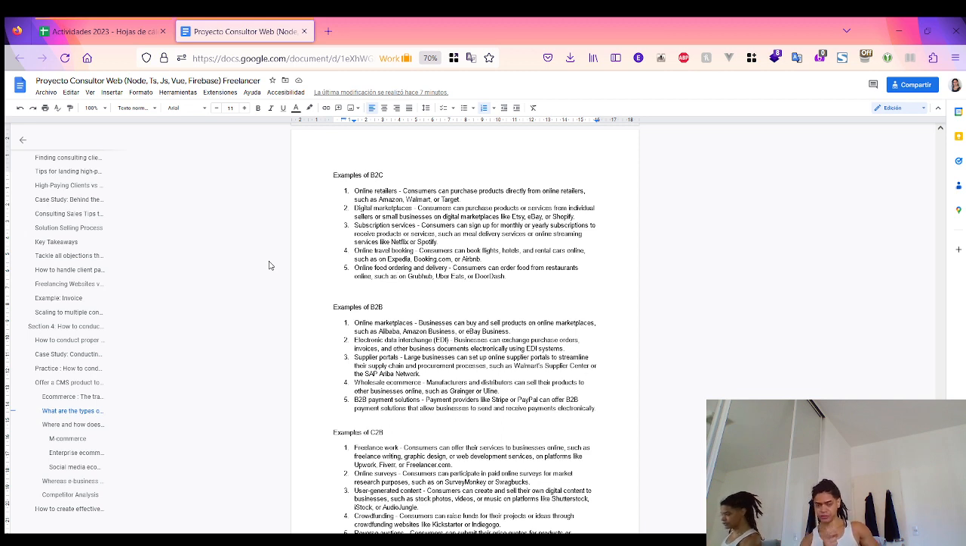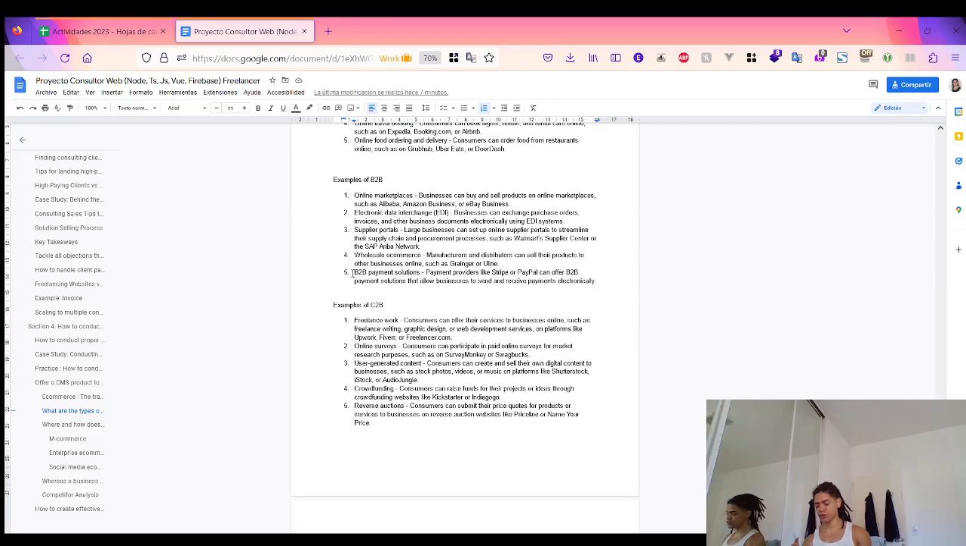Then business to business payment solutions. Payment providers like PayPal try to provide business to business payment solutions to allow businesses to send and receive payments. Okay, so this is the most common example of business to business, right? The other is consumer to business, which is where I am right now, and I want to move from that because actually this is not sustainable.